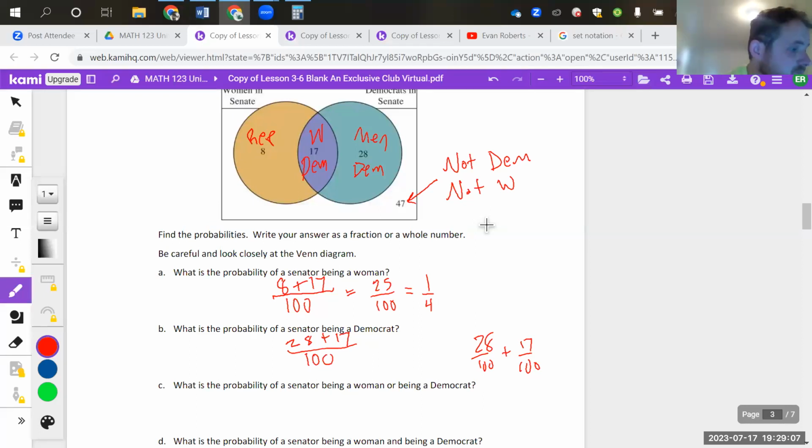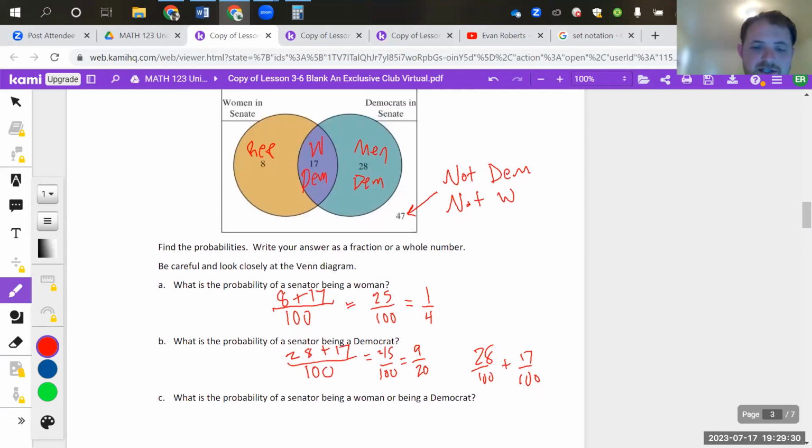Okay, so I've got 45 out of 100 on there. And reducing those down, it looks like that would be 9 out of 20. 9 and 20 don't have any common factors, so 9 out of 20 is that reduced fraction right there.